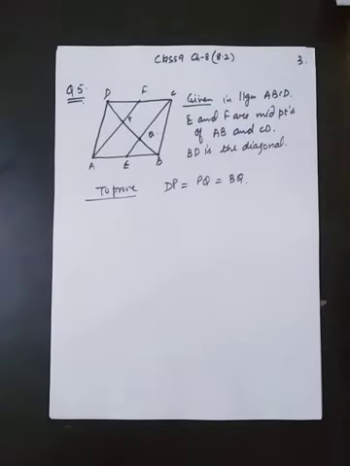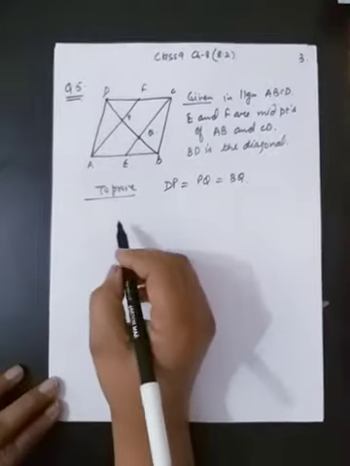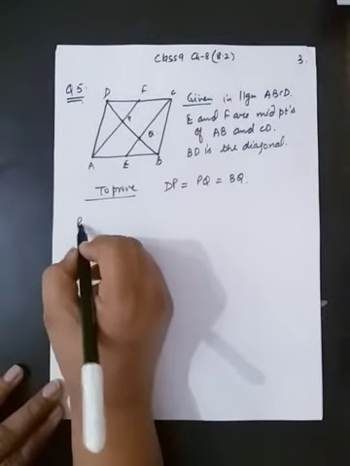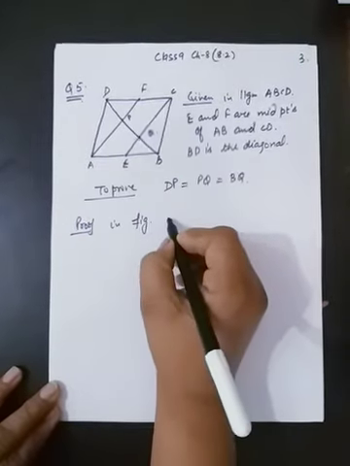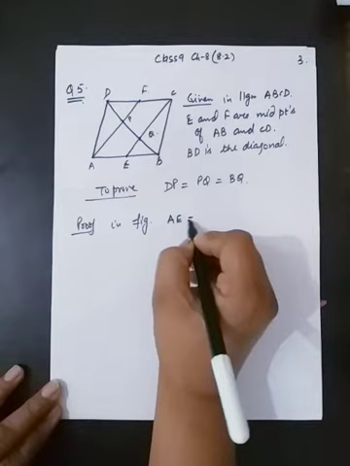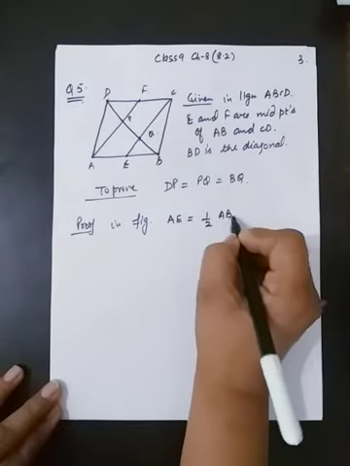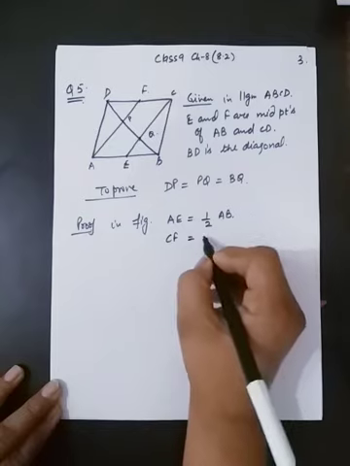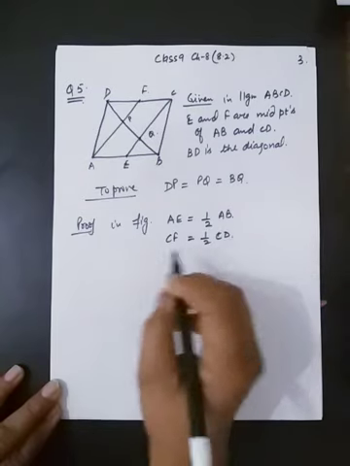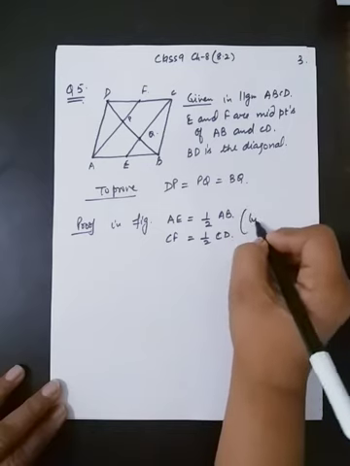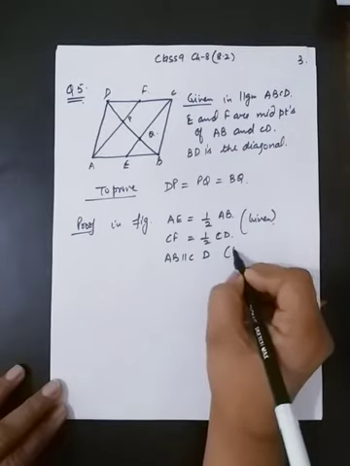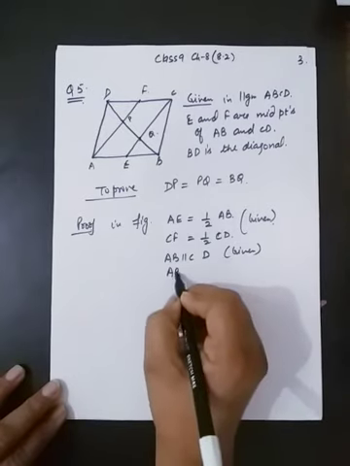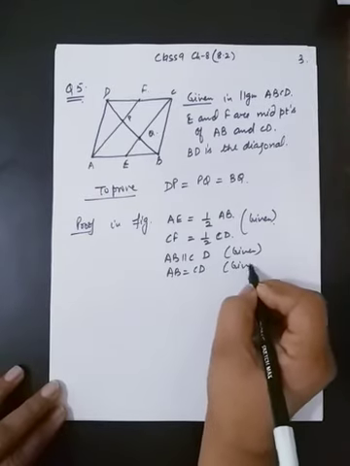So, what we have to do in this question? Proof. In the figure, AE is equal to half of AB and CF is half of CD. This is given. And AB is parallel to CD is also given. And AB is equal to CD, this one is also given.